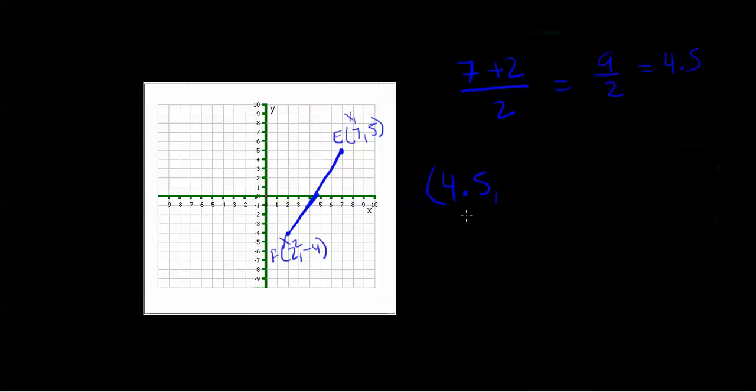Now let's look at the y-coordinate. We want to do (y1 plus y2) divided by 2. So that would be (5 plus negative 4) divided by 2. We can simplify this. We would get 1 over 2, which equals 0.5. So the coordinates of the midpoint of segment EF are (4.5, 0.5).